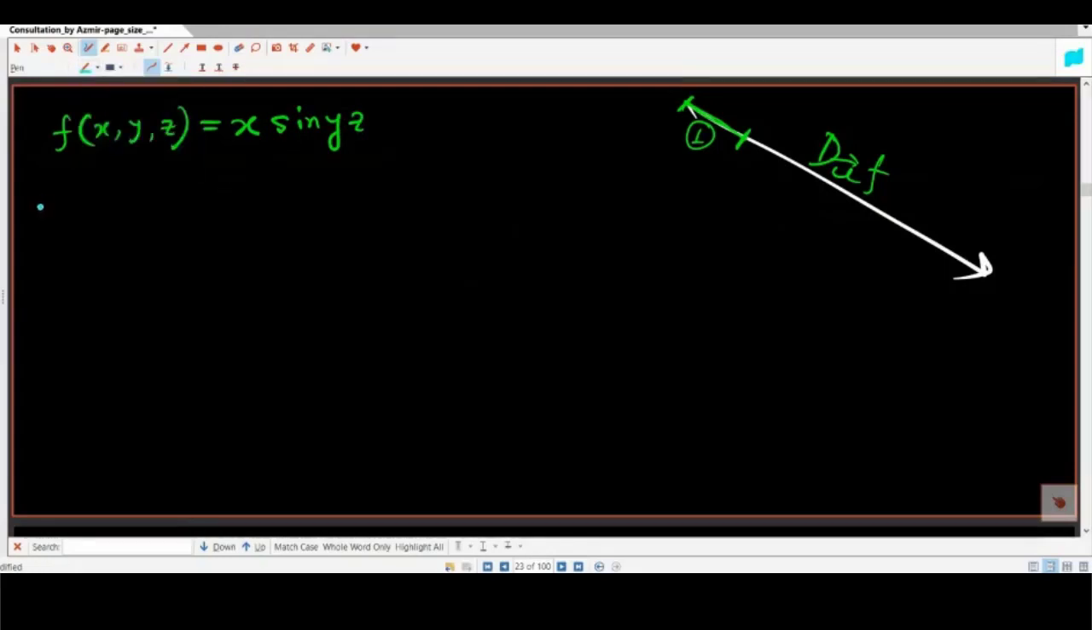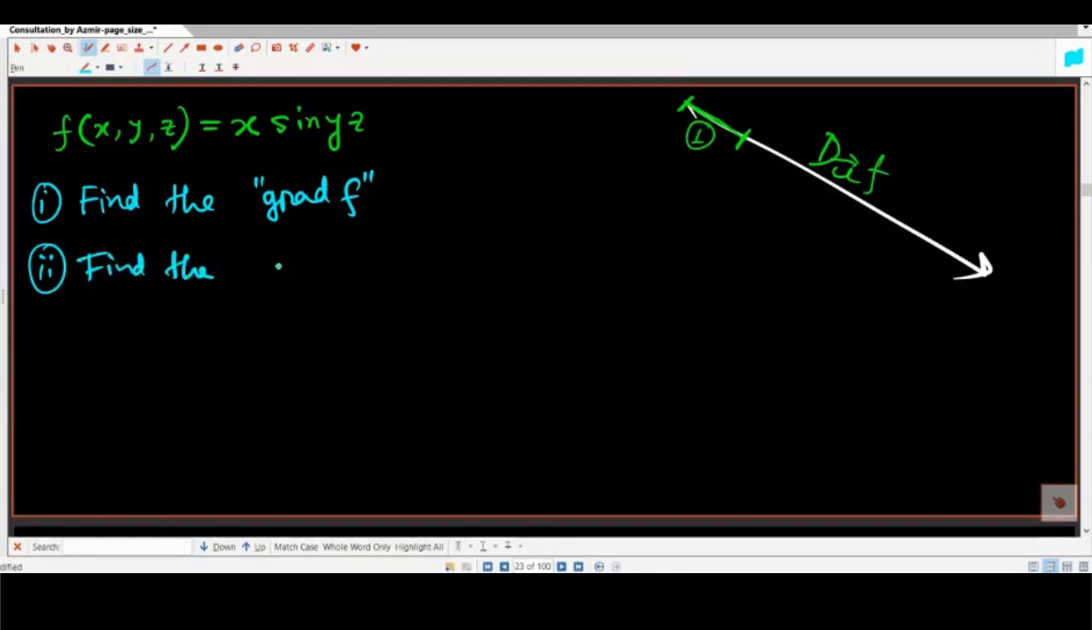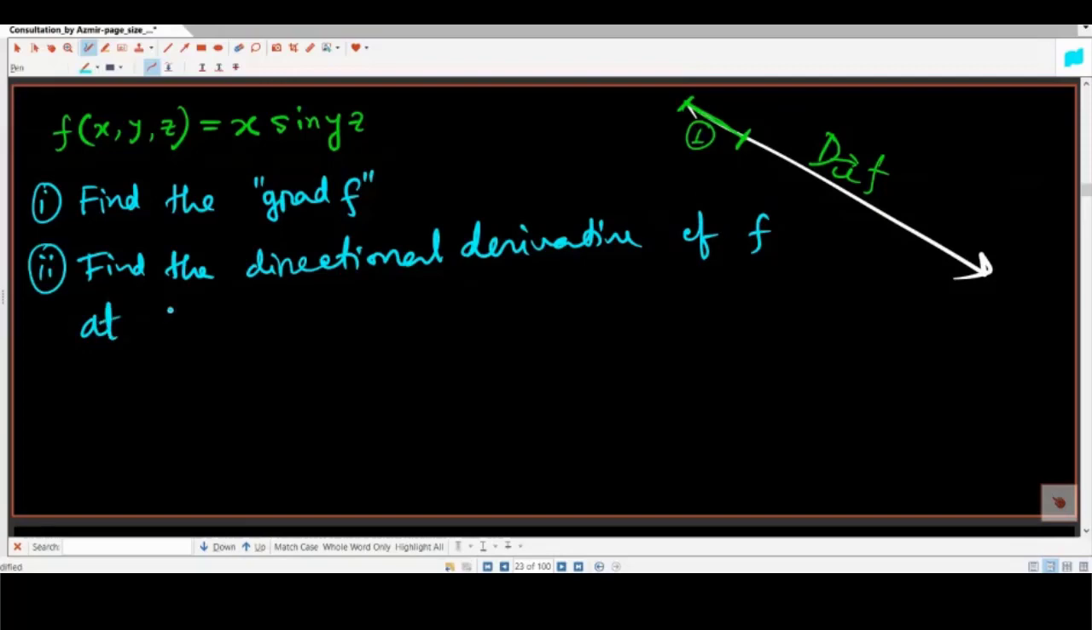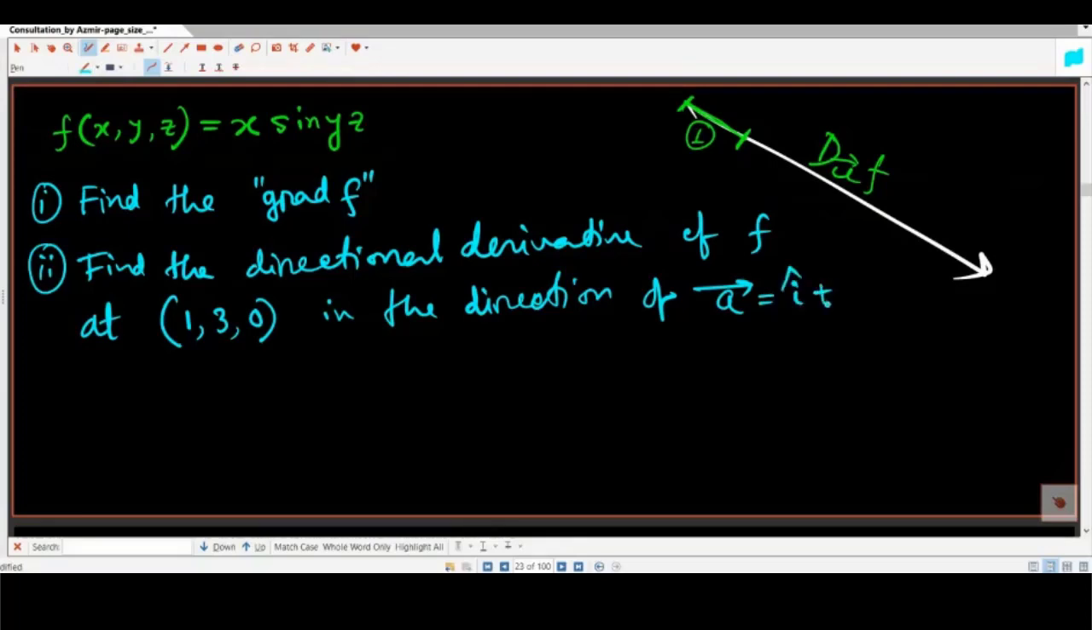So our question is: find the gradient, grad f, then find the directional derivative of f at, let's say, the point (1, 3, 0), in the direction of the vector a equals i plus 2j minus k.